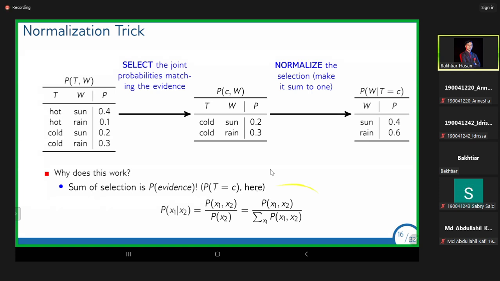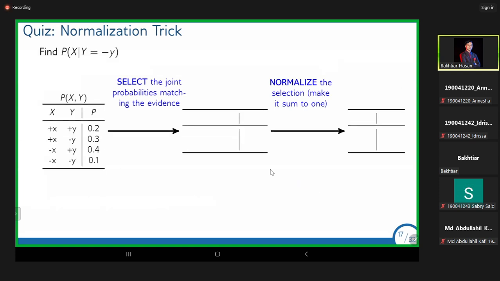So let us do a quiz to check whether we have understood the normalization trick. Here we have the joint distribution with probability with variables x and y. We will try to compute the conditional probability of x where the evidence is that y is false. Now we have to calculate the conditional distribution. Raise your hand if you can answer. I will help, no problem.